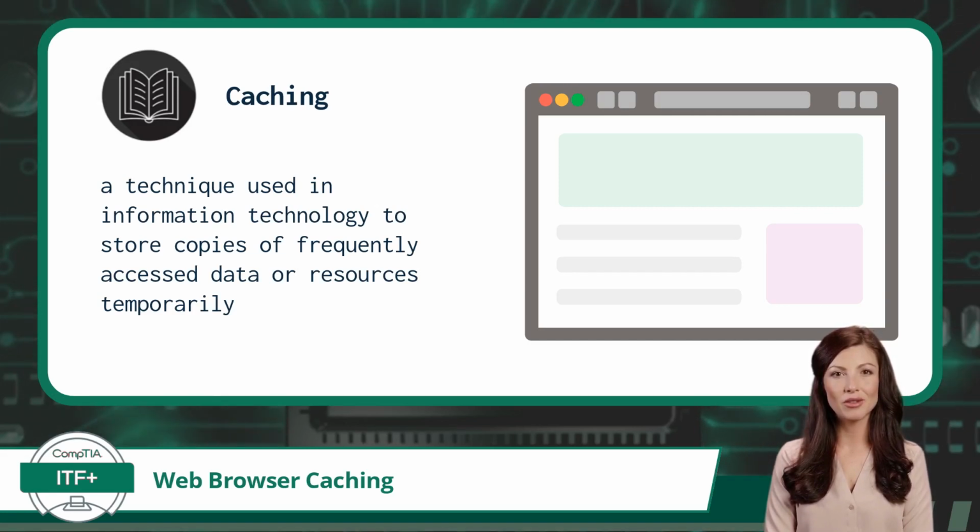Caching is a technique used in information technology to store copies of frequently accessed data or resources temporarily. By doing so, it allows for faster access to the data, reducing the need to fetch it from the original source every time it is requested. Caching is widely used in various systems, including web browsers, to improve performance and efficiency.